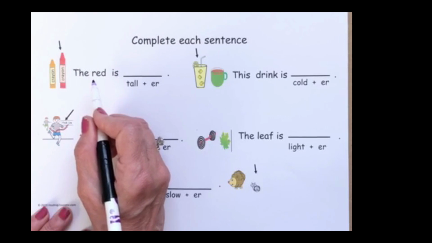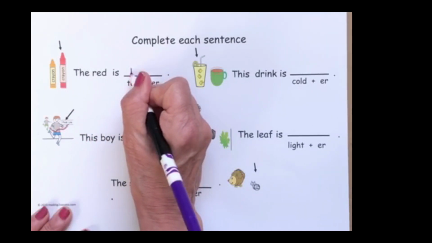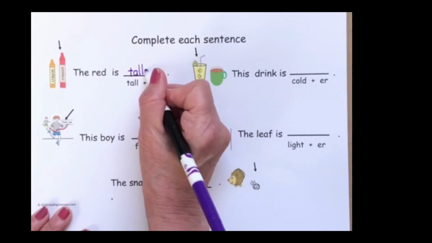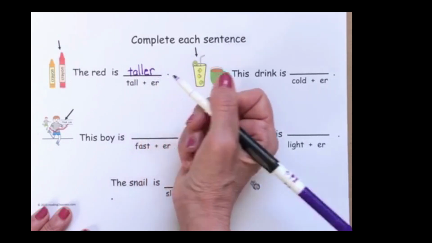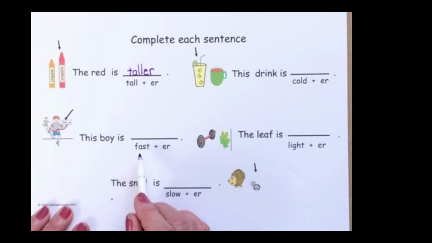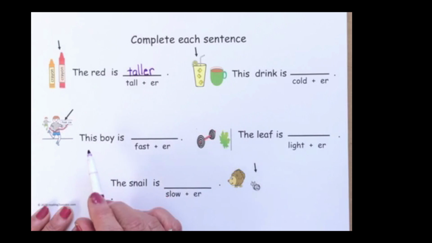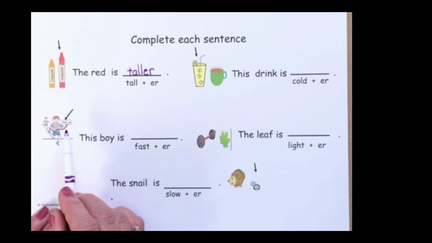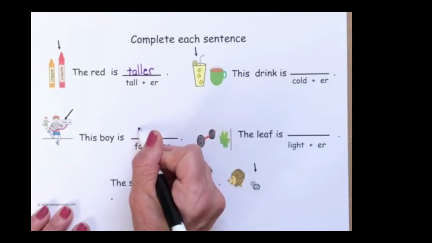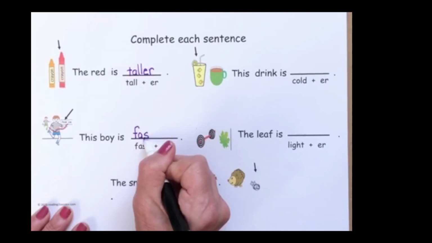So the red is taller. So our root word is tall, and our suffix is er, taller. Let's go down to this one, and we see two boys, and we see a finish line. The root word is fast plus er, so the word is faster. This boy is faster, and he is faster because he is at the finish line and the other boy is not there yet. So let's write faster to complete the sentence.